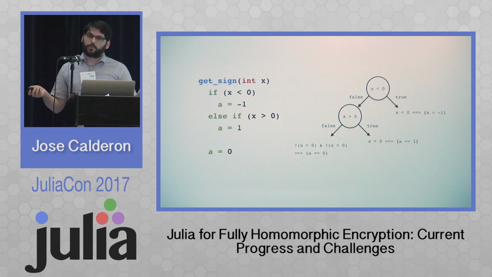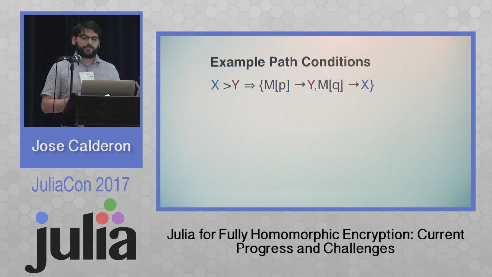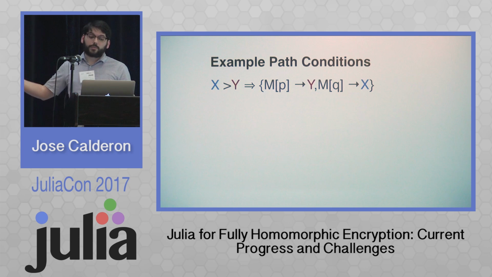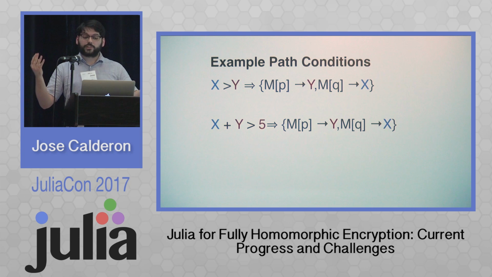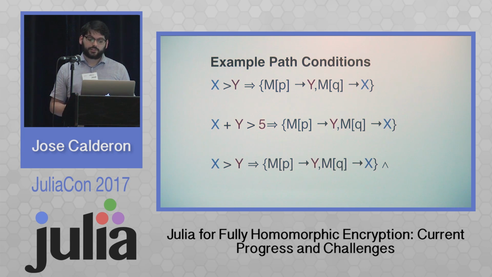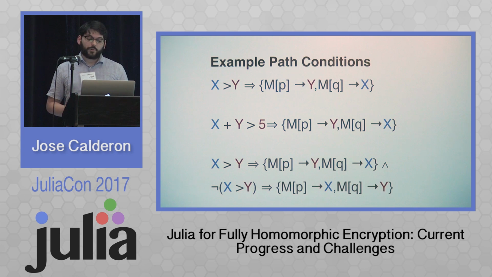So let's look at some example path conditions. Here we have: if x is greater than y, then the state of the program is such that m of p is valued y, m of q is valued x. We also have this one where if x plus y is greater than 5, that's some condition. If that's true, then m of p is valued y and m of q is valued x. And then you can have conjunctions of these path conditions. So here it's the same as above, and you have its inverse. If x is not greater than y, then it means something else. So from these path conditions, you can reason about what the program state is.